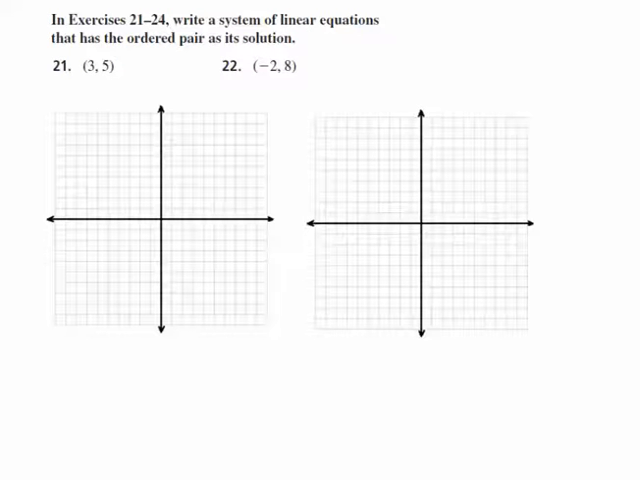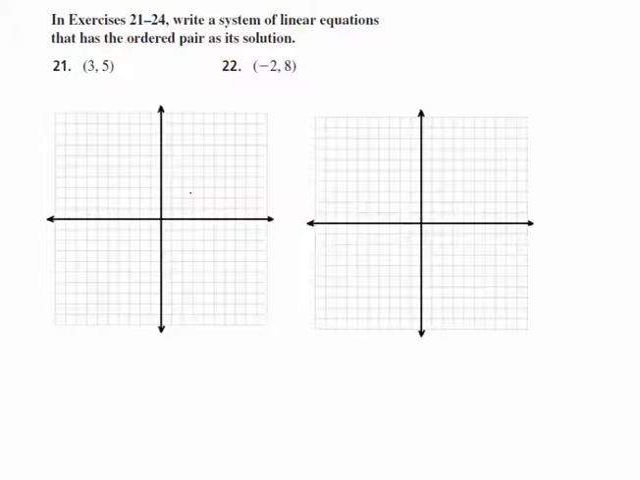In this video, we'll continue looking at some of the word problems in Chapter 5, Section 2. This particular one is going back to graphing, but it's an interesting problem. It says that we want to write a system of linear equations that has the ordered pair as its solution. So in the first problem, we have the point x is 3 and y is 5.